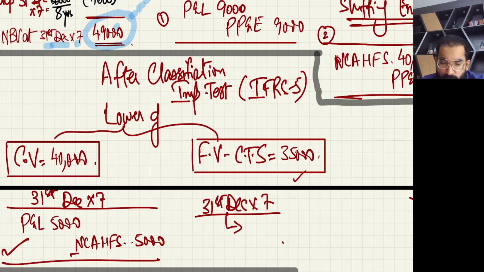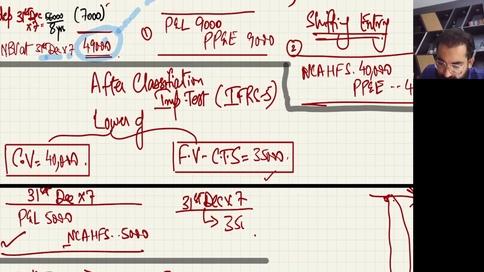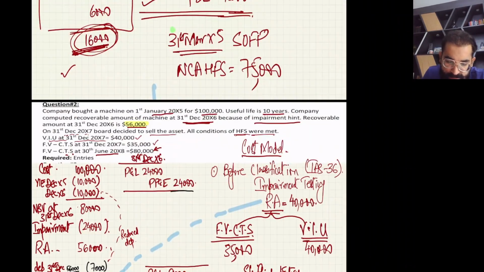Right. So after this entry, after this 5,000 further impairment, now we are at 35. We are at 35. The last part of this question, just 2 minutes of this question, please. So the asset is at 35,000 right now. Okay. Don't forget this. Now see the question.